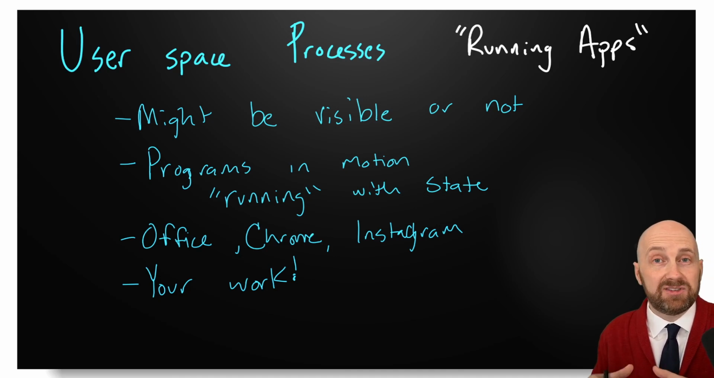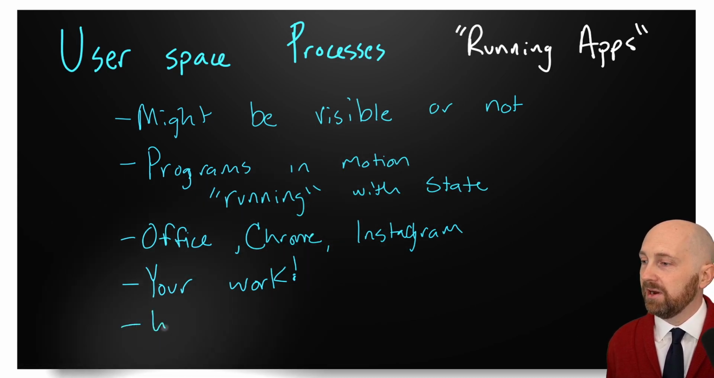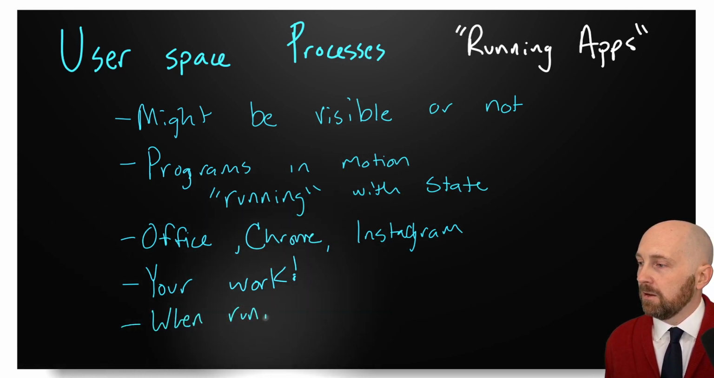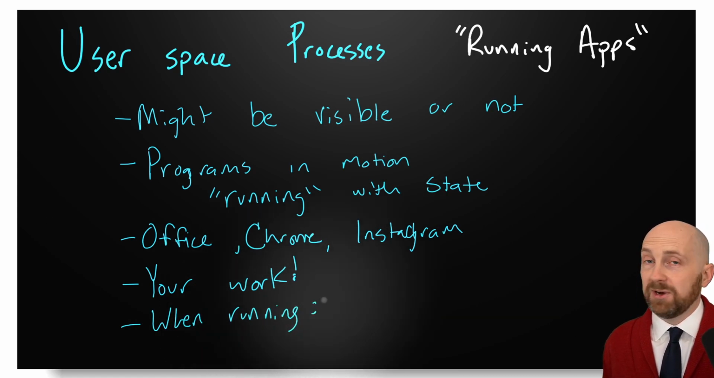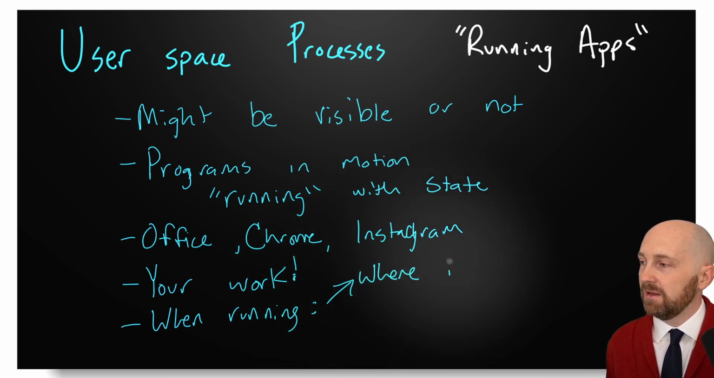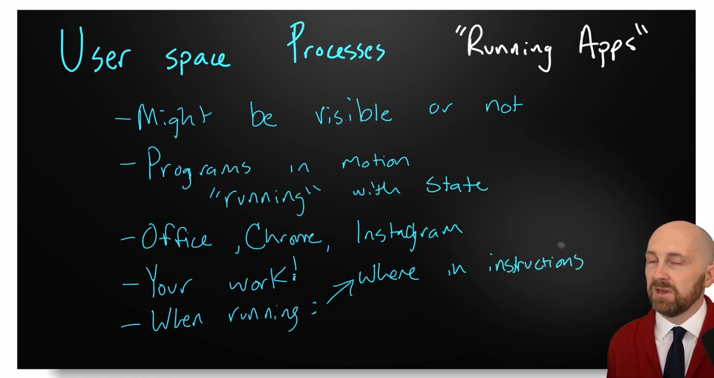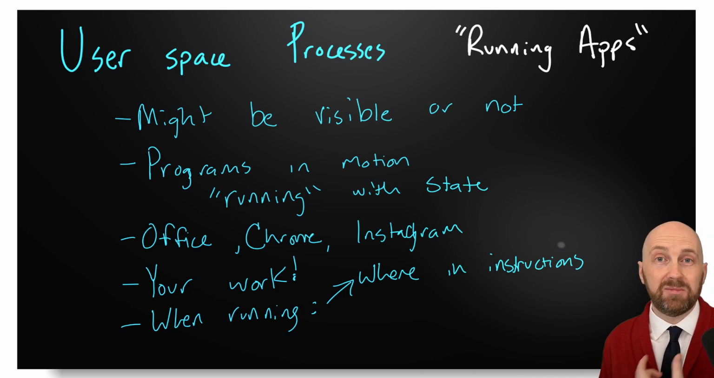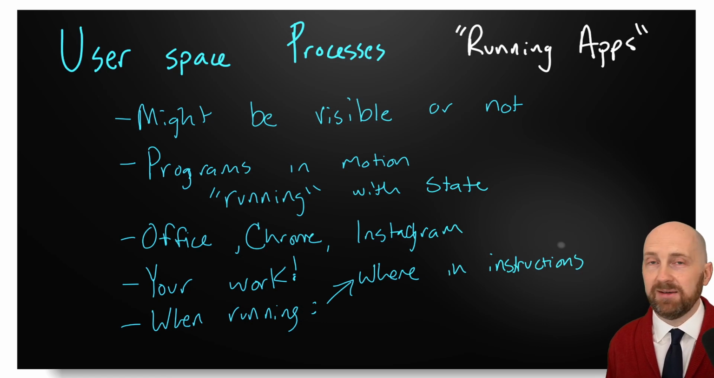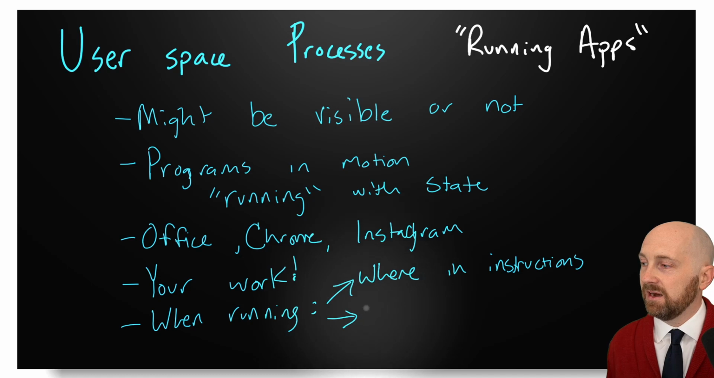So when we have a user space process, when it's finally time for our program to run, it's going to have some memory available to it. So I want to make a note of this. When running, it's going to take the instructions that you write, and it's going to keep track of where in the instructions it is. So where in instructions. Your instructions are just like a recipe, and your computer is going to be focused on one step of those instructions at any given time in this course. And it's going to keep track of where it is in those instructions, as well as it's going to have memory.